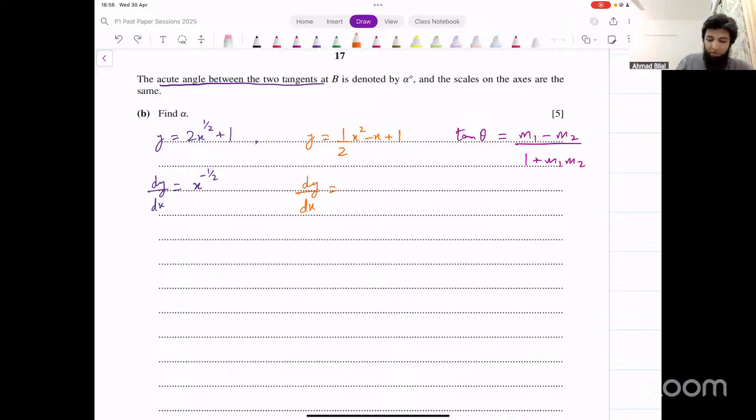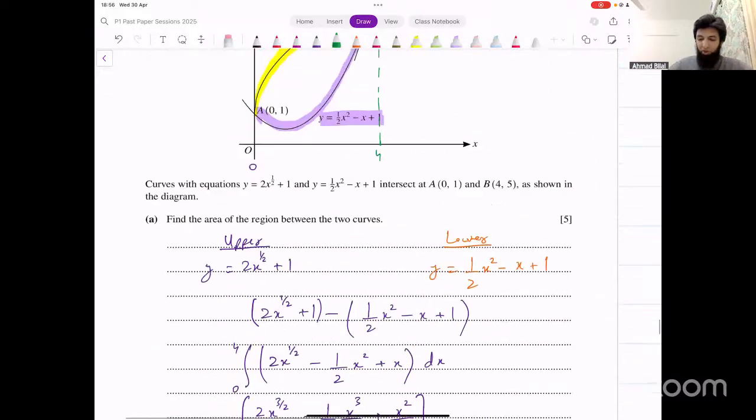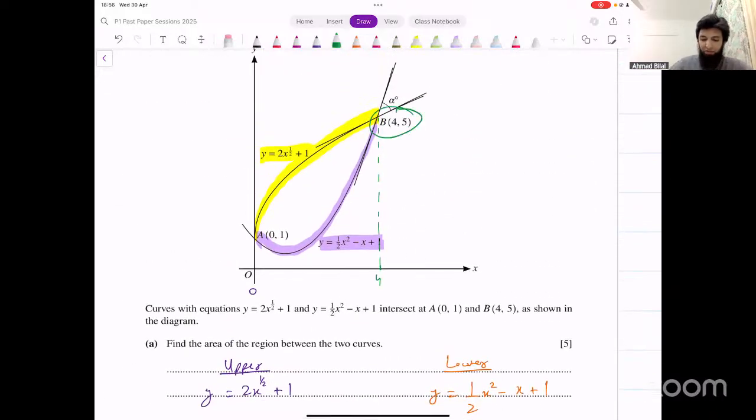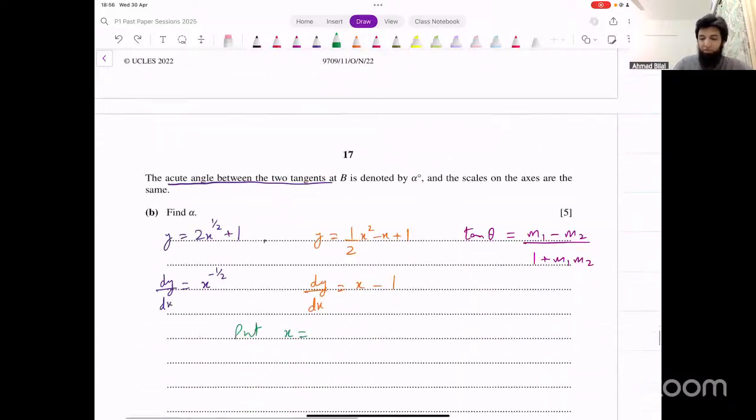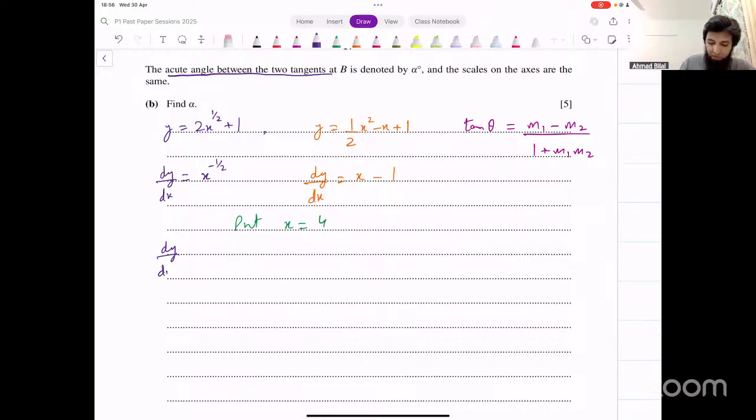Subtract 1 from the power, that just leaves you with x here. Derivative of minus x is minus 1. Now, in both of them, you can input the x coordinate of that point. The point is (4, 5). Its x coordinate is 4. Let's just input that value, put x equals 4 in this, and that gives you dy over dx equals 4 raised to the power minus 1 over 2, and dy over dx equals 4 minus 1.